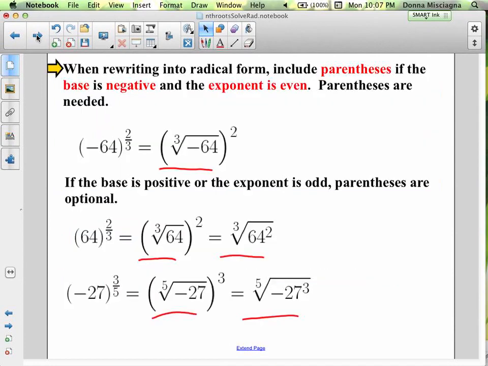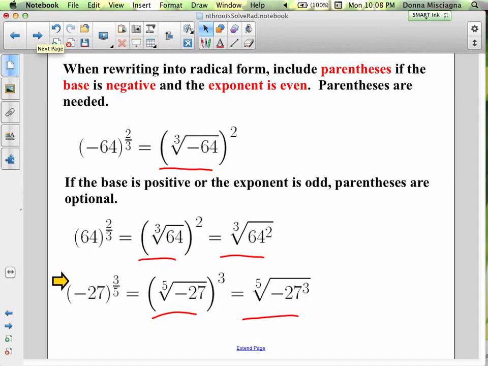Right, so when writing into radical form, include parentheses if the base is negative and the exponent is even. Parentheses are needed. Right, so here, negative, positive, make sure you use parentheses. If the base is positive or if the exponent is odd, parentheses are optional because it won't make a difference. So 64 to the 2/3 power, it's positive. We don't have to worry about parentheses or not. That would be the cube root of 64 squared, with or without parentheses.